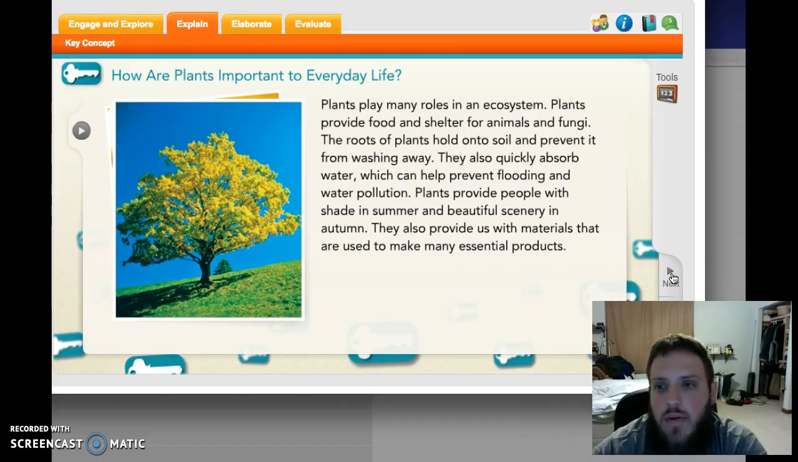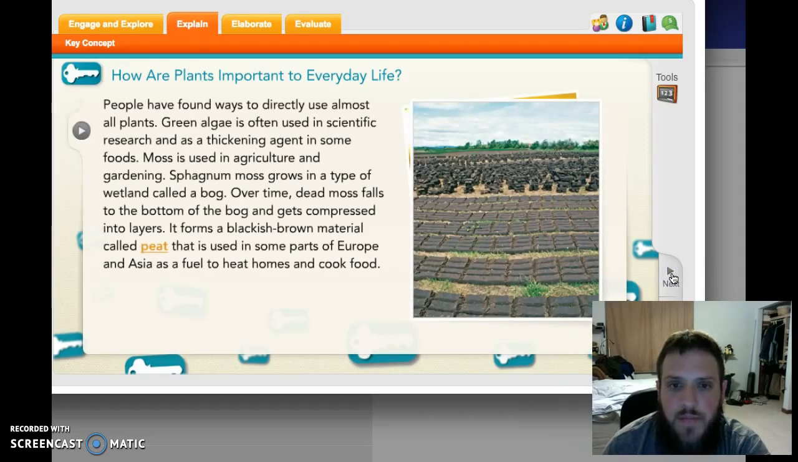So plants are important in the ecosystem in a lot of different ways. They provide food and shelter for animals and fungi. The roots of plants hold soil and keep it from washing away. They can also quickly absorb water, which prevents flooding. We could use a little bit more of that around the city. They also prevent water pollution. Plants provide people with shade in the summer and beautiful scenery in the fall when the leaves start to change color. They also provide us with materials we use to make the things that we need to continue living the way that we do. People have found ways to directly use almost all plants.